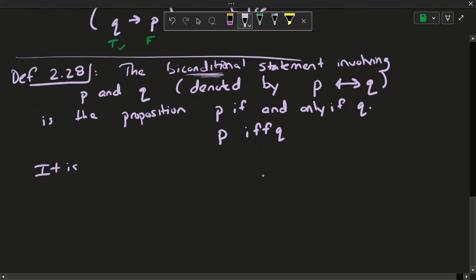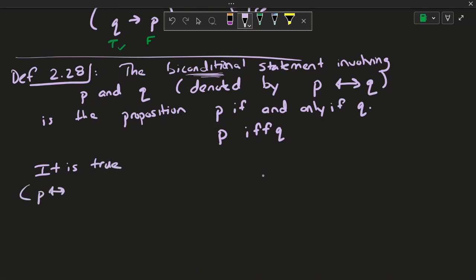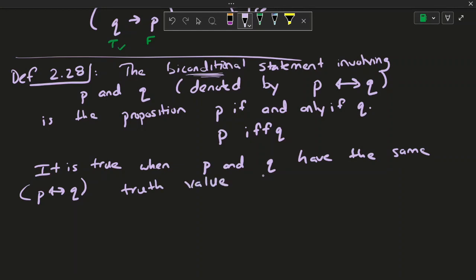So it is true, when I say it, I'm talking about the overall biconditional implication, when P and Q have the same truth value, and false otherwise.